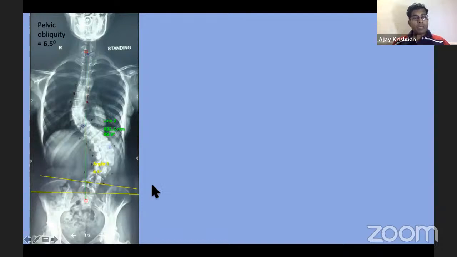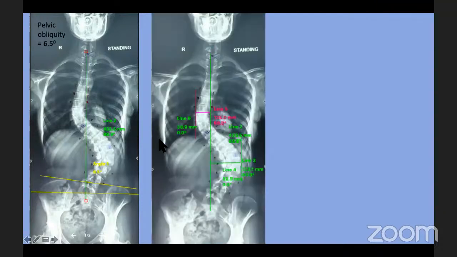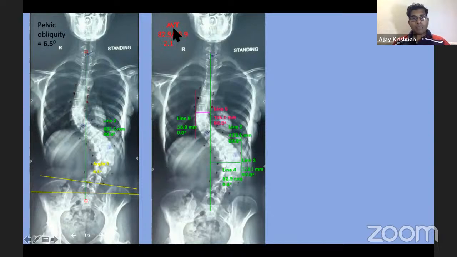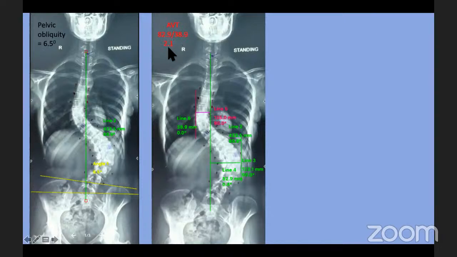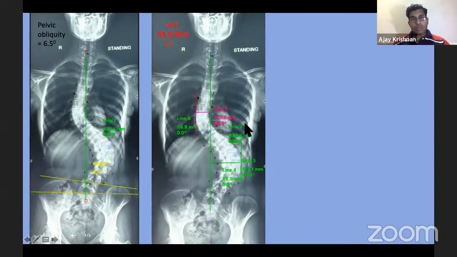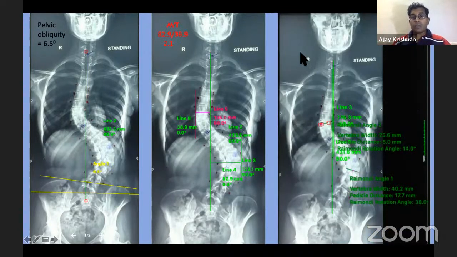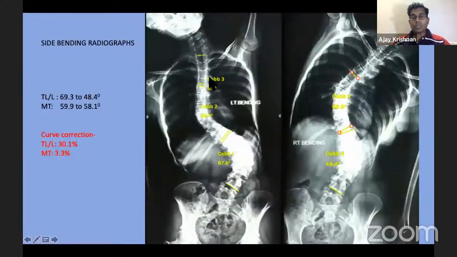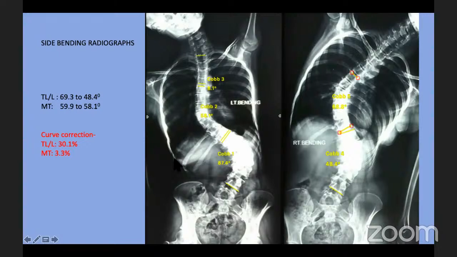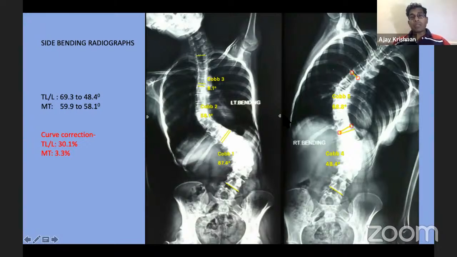If you talk about pelvic obliquity, it is within range. It is manageable, 6.5. If you are talking about ATR, then it is 2.1. So the flexibility of the lumbar is more than the thoracic. And if we are talking about the apical vertebral rotations, then again it is flexible on the lumbar side. Side bending radiographs were taken. So the thoracolumbar 69 corrects to 48, and the main thoracic is correcting only marginally. It's not correcting much. As talked earlier, in many of the cases there will be costopelvic impingement which would prevent any correction of the main curve.